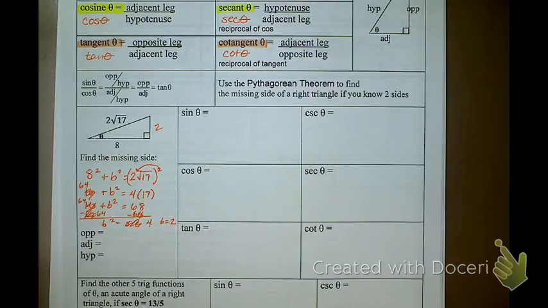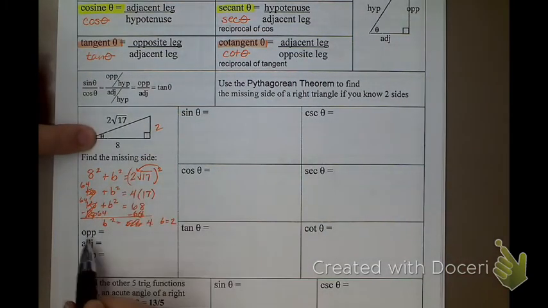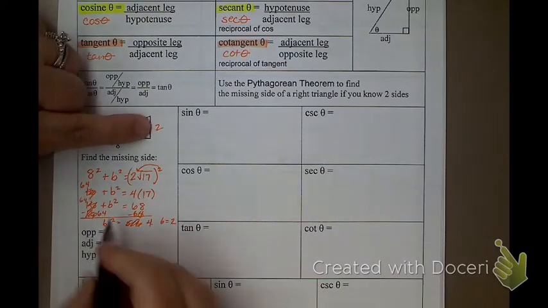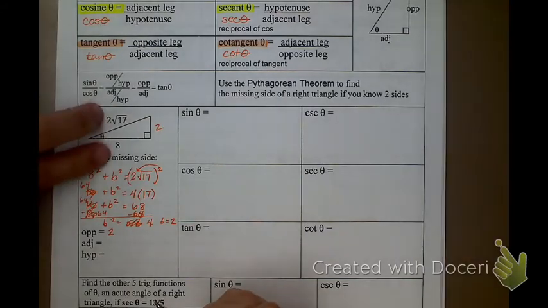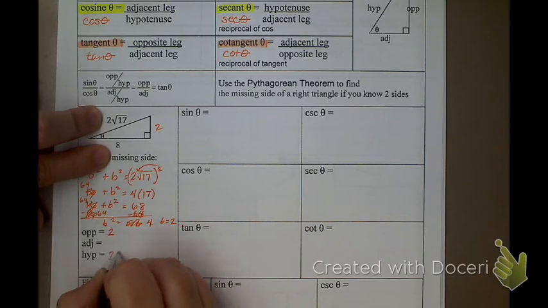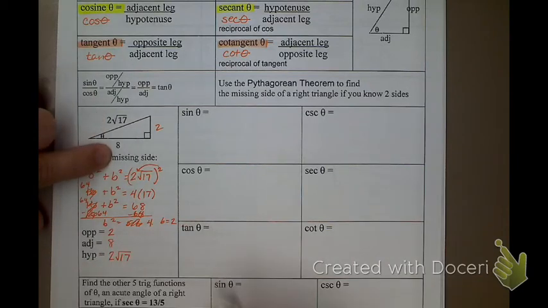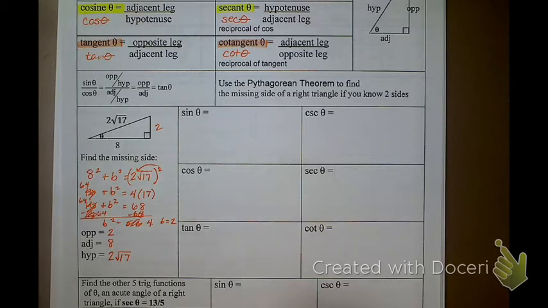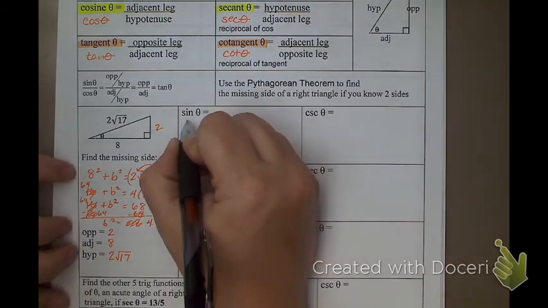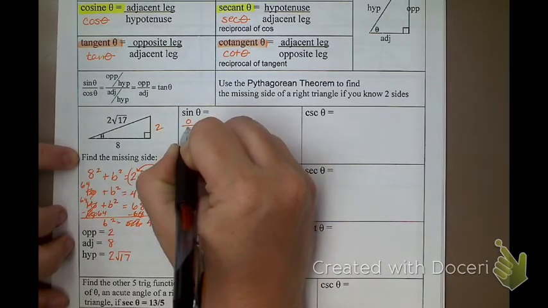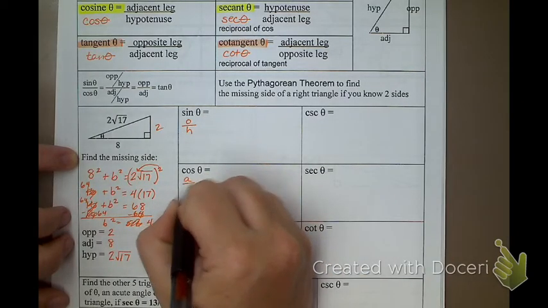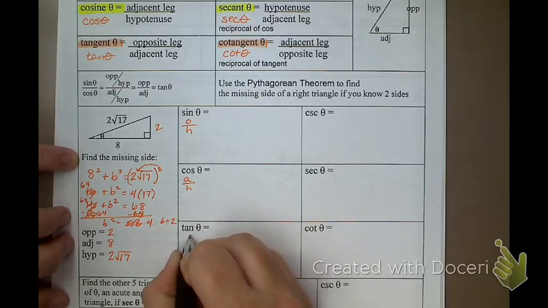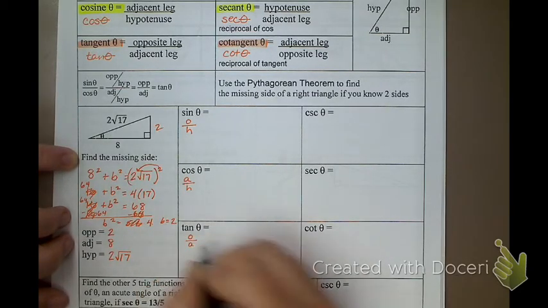Okay, so with regards to theta, what side is opposite? That would be 2. What side is adjacent? Well, it's one of these two, but it can't be the one that's the hypotenuse. So if 2 rad 17 is the hypotenuse, then 8 would be my adjacent side. So, starting off with sine. I know sine is opposite over hypotenuse. I know cosine is adjacent over hypotenuse. And I know tangent is opposite over adjacent.